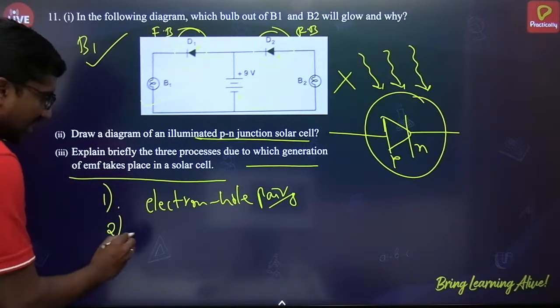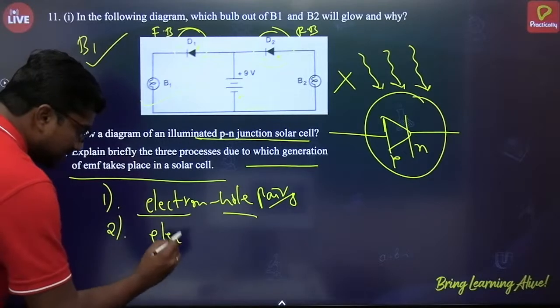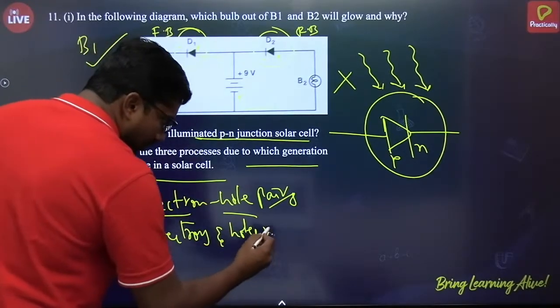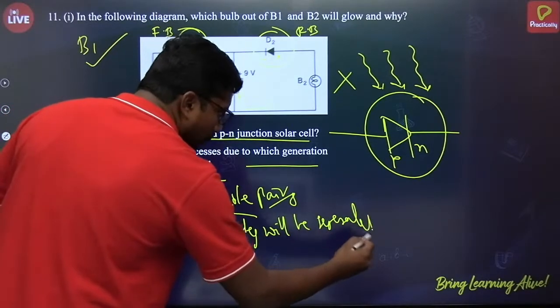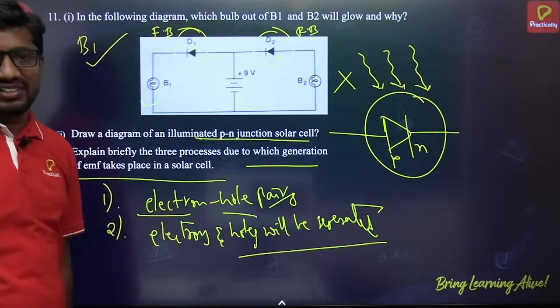Second, these electrons and holes will be separated due to the electric field existing in the depletion region.